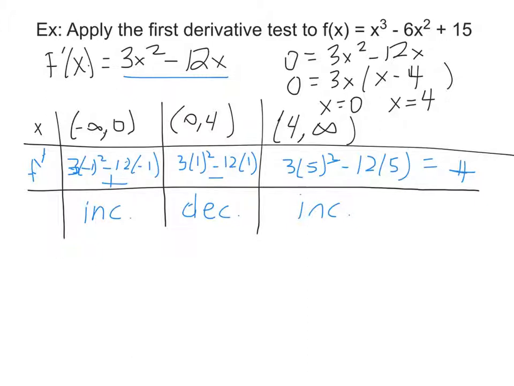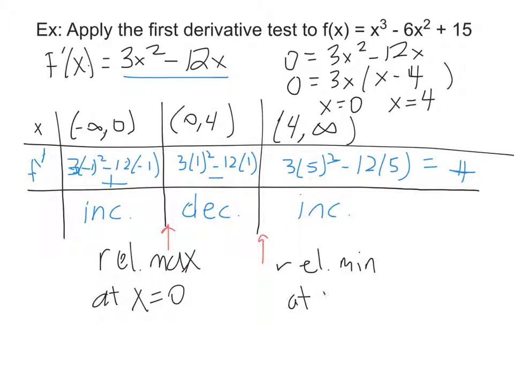So the first derivative test tells us, since at x equals 0 my function goes from increasing to decreasing, from positive to negative, there's going to be a relative maximum at x equals 0, right here. And then right here, since the function goes from decreasing to increasing, or from negative to positive, there's going to be a relative minimum at x equals 4. And that's how we apply our first derivative test. Find your critical points. If the derivative changes from positive to negative, or negative to positive at those critical points, then we know we have a relative minimum or relative maximum.